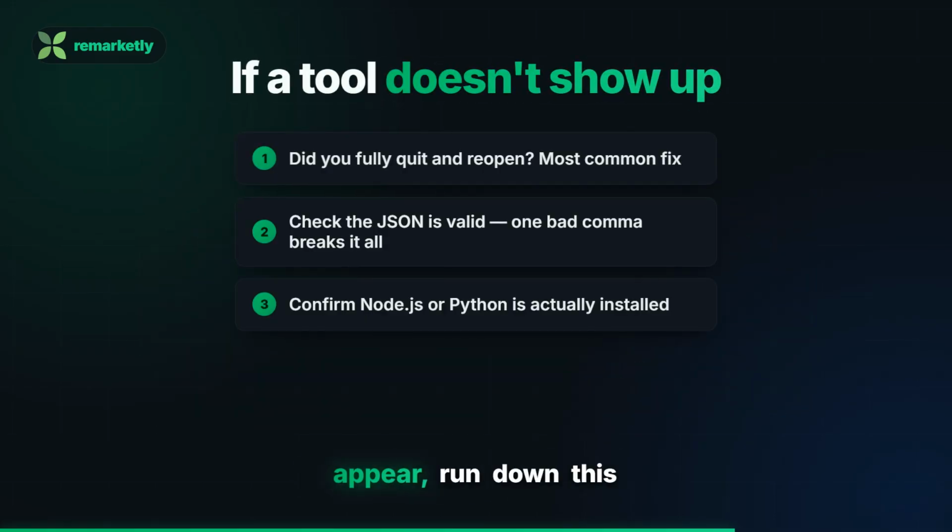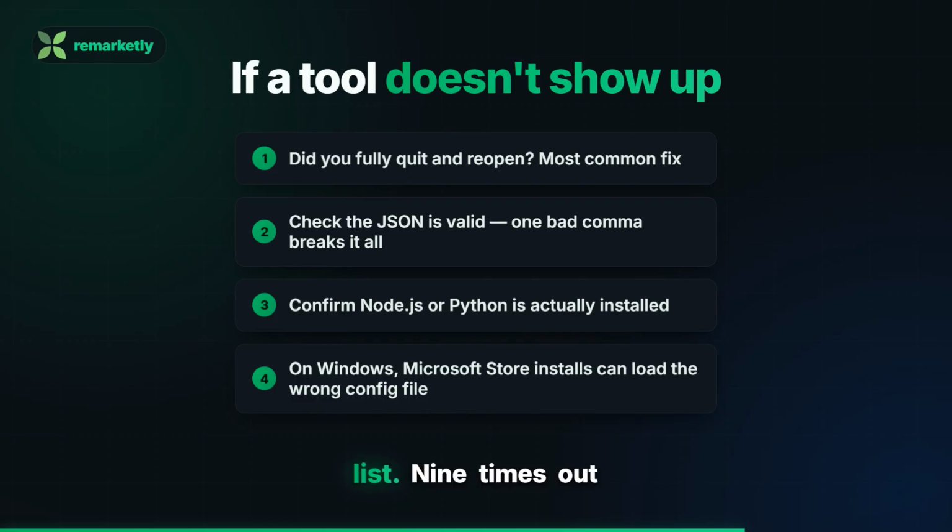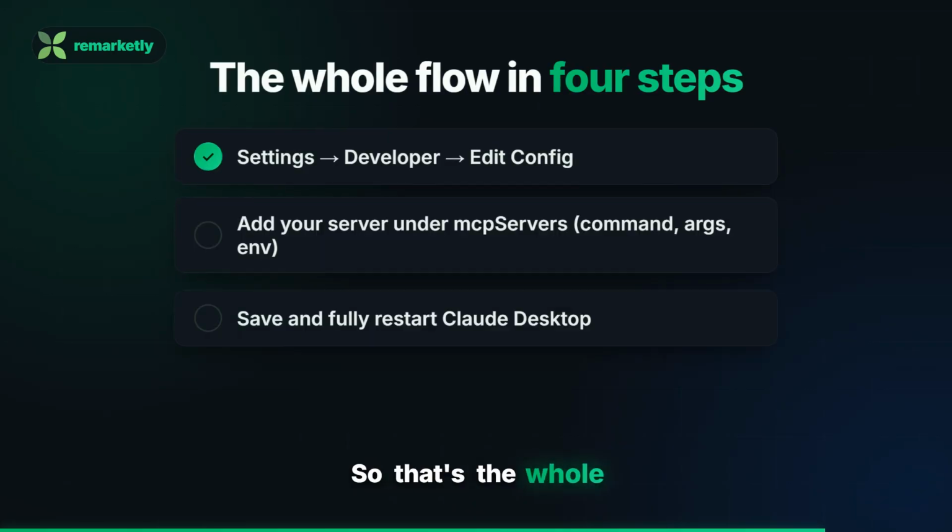If the tool doesn't appear, run down this list. Nine times out of ten, it's that you didn't fully restart. After that, check your JSON is valid and that Node or Python is installed. And on Windows, remember the Microsoft Store build can point at the wrong config file, so the direct download is the safer bet. So that's the whole flow.